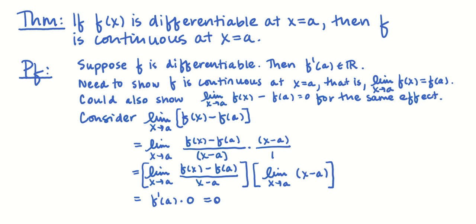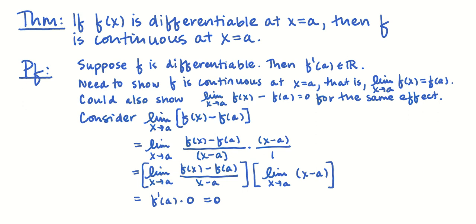So we're going to start off by considering the limit as x approaches a of f of x minus f of a. And then we're going to multiply by a clever form of 1. We're going to multiply by x minus a divided by x minus a. And that's okay, right? We're not multiplying by 0 over 0, because we're considering the limit as x approaches a, which is what happens when x is near a but not equal to a. So this is not 0 divided by 0 that we're multiplying by, so this is fine.